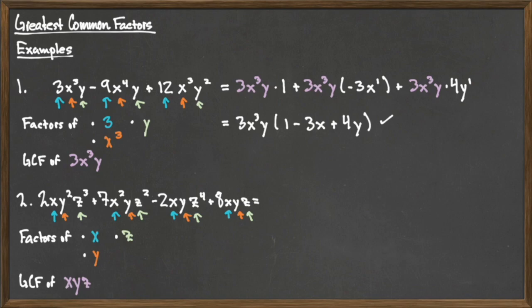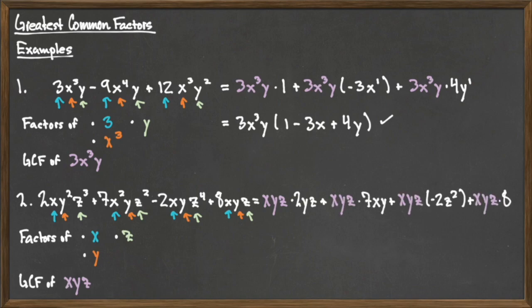So let's start rearranging our terms so that that x, y, z reveals itself. And once I've done that, I can factor it out to the front, which means I'm going to leave behind 2yz plus 7xy minus 2z squared plus 8. Couple of things to think about here.